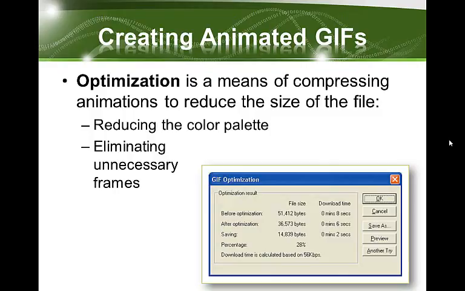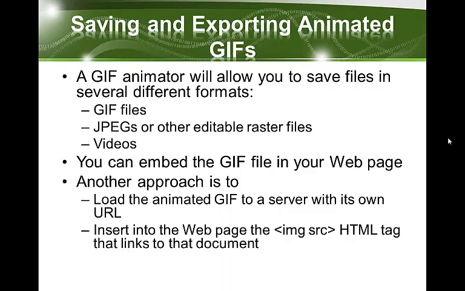Optimization is a means of compressing animations to reduce the size of the file. It gives you choices for reducing the color palette and eliminating unnecessary frames. A GIF animator will allow you to save files in several different formats: GIF files, JPEGs or other editable raster files, and videos. You can embed the GIF file in your web page, and another approach is to load the animated GIF to a server with its own URL and insert into a web page with the image src HTML tag that links to that document. The code identifies the animated GIF file as the source or src of the image.